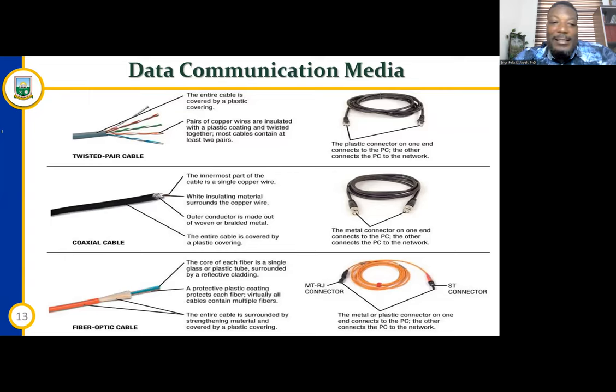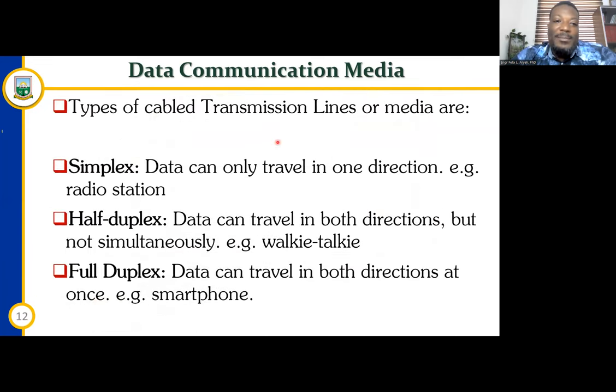I think you didn't get me right. Let me go back again to the slide so you get it. Now I'm talking about the transmission medium. There are transmission lines that exist in terms of data, how the traveling happens. And these are the terminologies that exist: simplex, half duplex, and full duplex. So it has nothing to do with whether it's a cable that we are talking about or a wireless medium. These are the terms that exist whenever we talk about transmission lines.